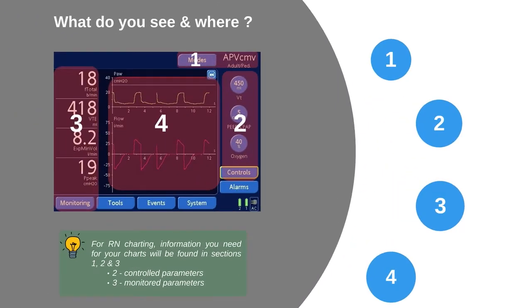Let's take a look at the waveforms section. So what do you see and where do you see it on the screen? For nurses for charting, most of the information you're going to require is going to be placed in zones 1, 2, and 3, which are your modes, your control parameters or your settings, and the monitor parameters.